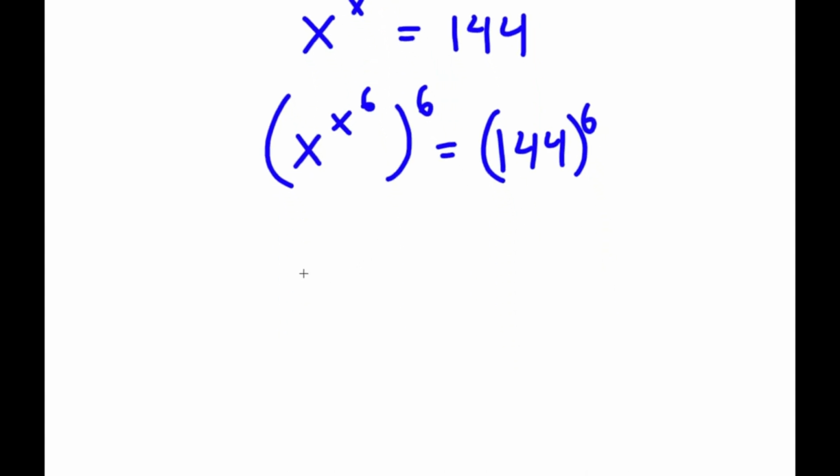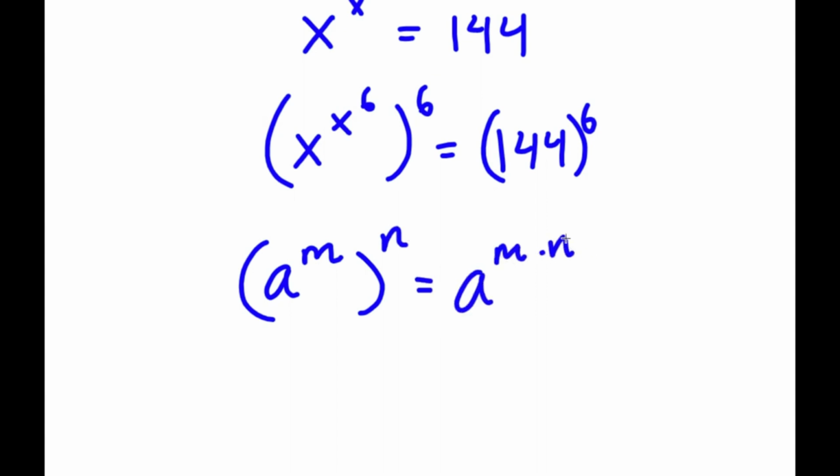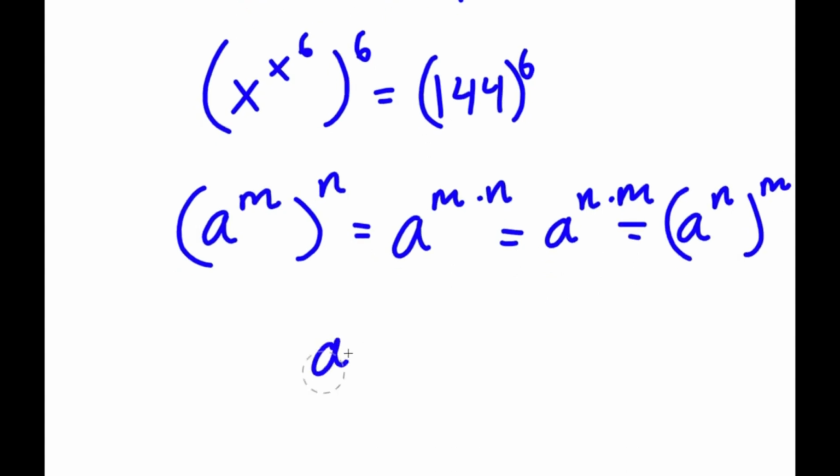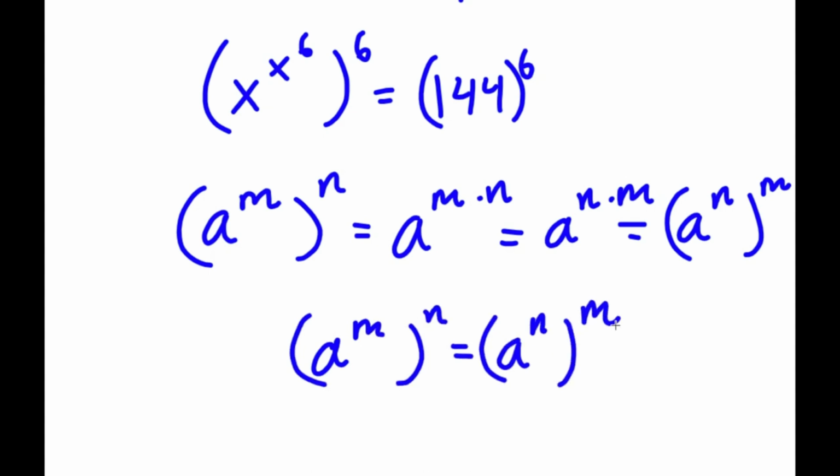Now, if I have something in the form a to the power of m to the power of n, this is equal to a to the power of m times n, right? And a to the power of m times n is the same thing as a to the power of n times m, because when I'm multiplying two numbers, I can switch the places of them too. It's still the same value. So this means that a to the power of m to the power of n is the same thing as a to the power of n to the power of m.